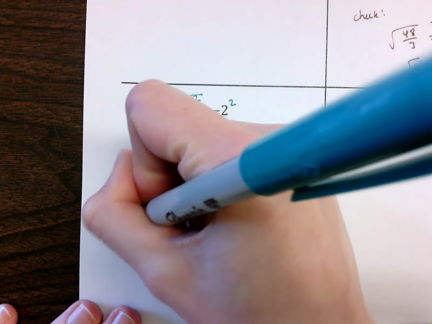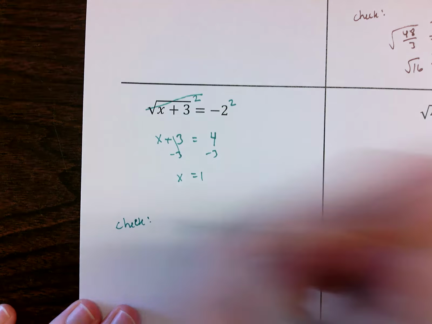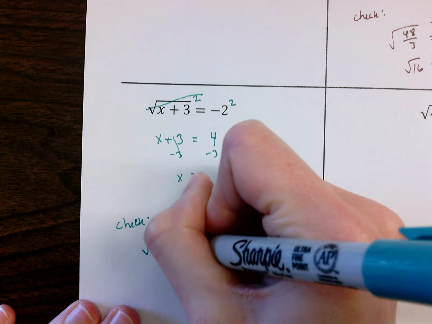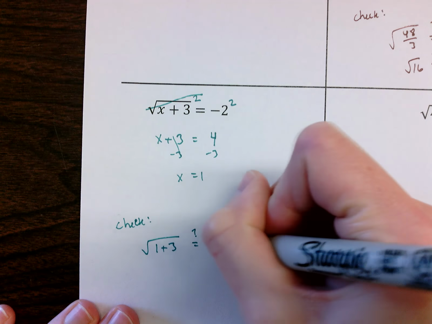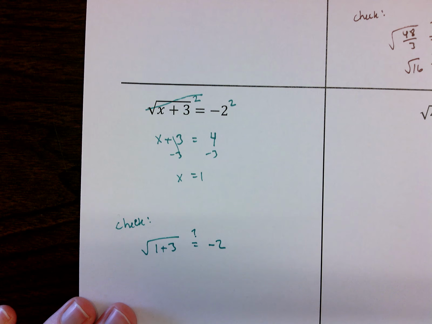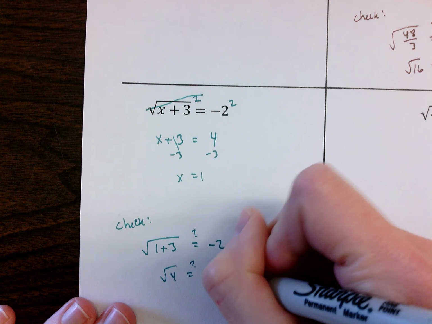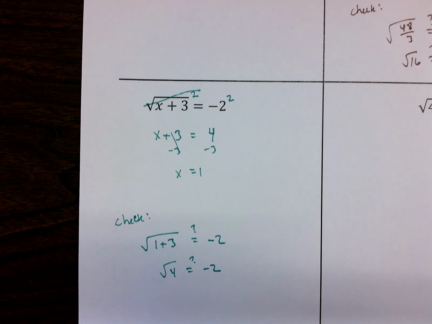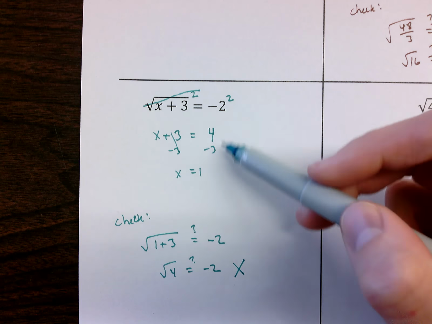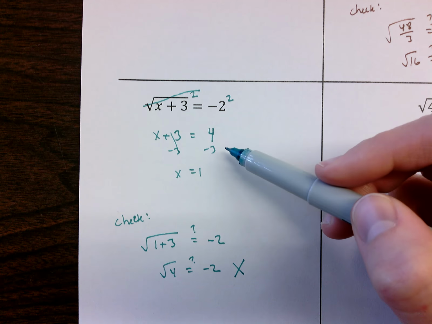Okay, let's check it. All right, so I'm going to get the square root of 1 plus 3. We want to know, does that equal negative 2? Well, that's going to be the square root of 4. Does that equal negative 2? No, actually it doesn't, right? The square root of 4 is 2. It's not negative 2, it's just 2. So we've run into a problem here, right? That's not actually true. So even though we did all of this math right, we did all the steps right.